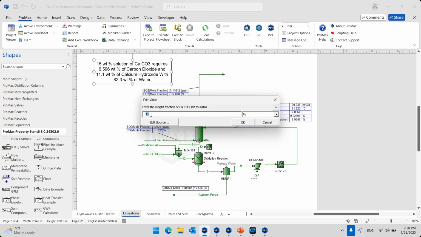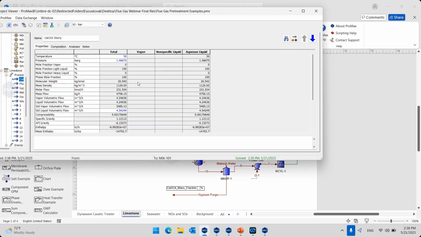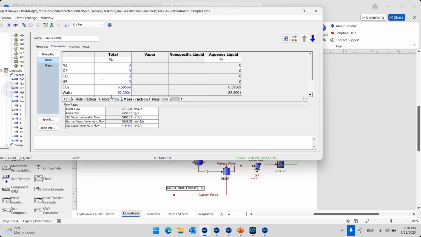We need to put the weight fraction of the salt. So in our case, it's 15%. And then it would just figure out on its own how much carbon dioxide and calcium hydroxide should be in the stream to actually form that salt. And on its own, it went and put those numbers into the stream concentration.